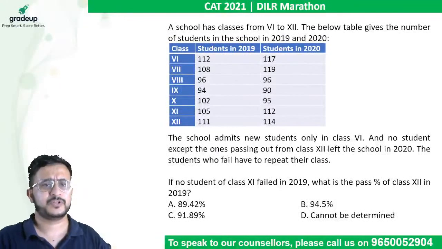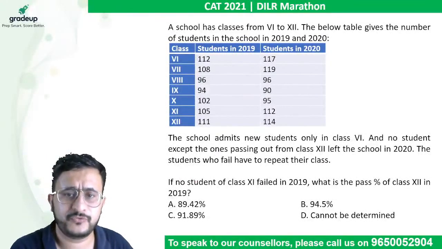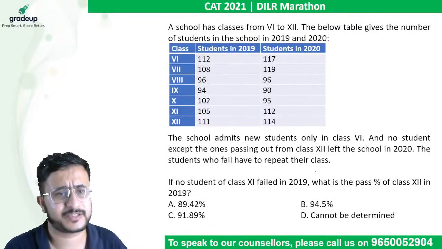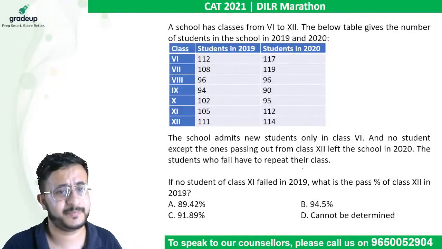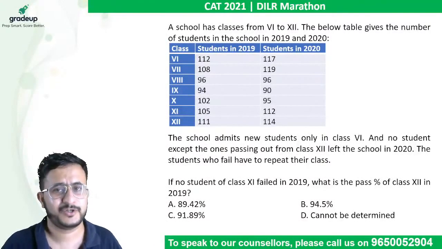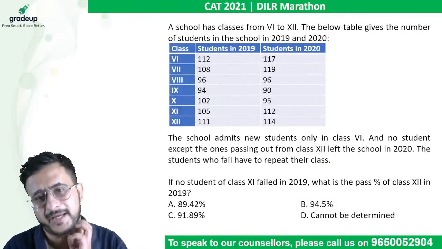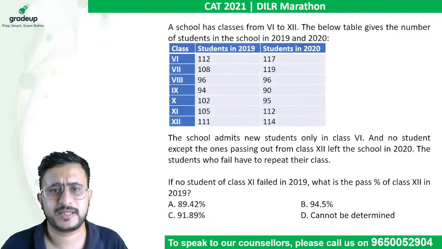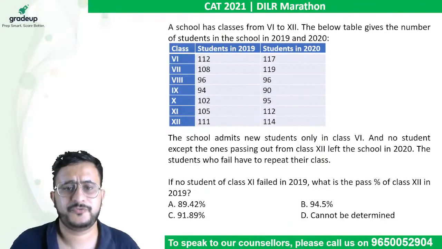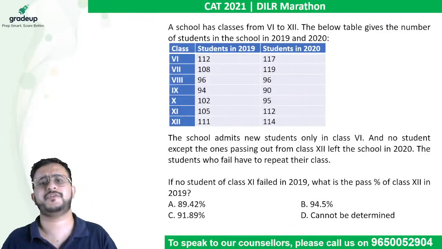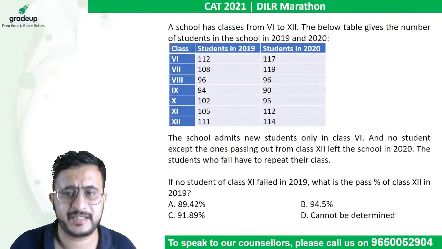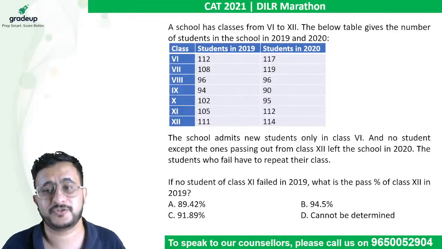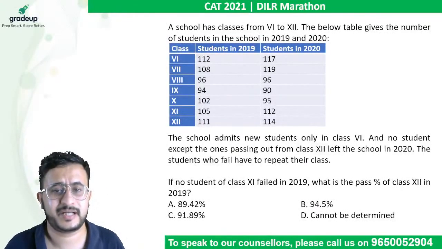The students who fail have to repeat their class. So this is the logic you will have to apply, and find the answers. The first question says, if no student of class 11th failed in 2019, what is the pass percentage of class 12th in 2019?